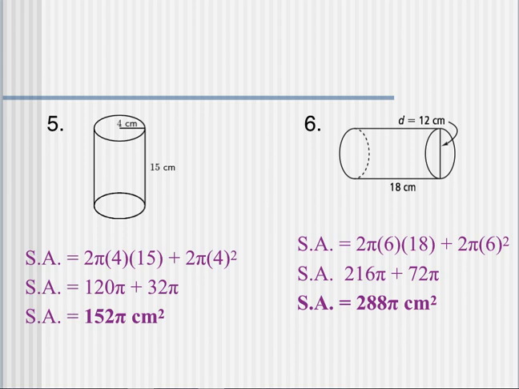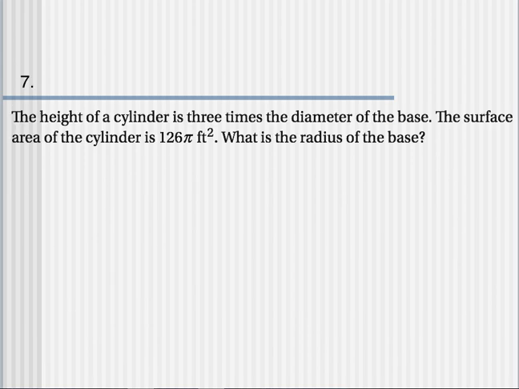Next, your first word problem with surface area of cylinders. The height of a cylinder is 3 times the diameter of the base. The surface area of the cylinder is 126 pi square feet. What is the radius of the base?